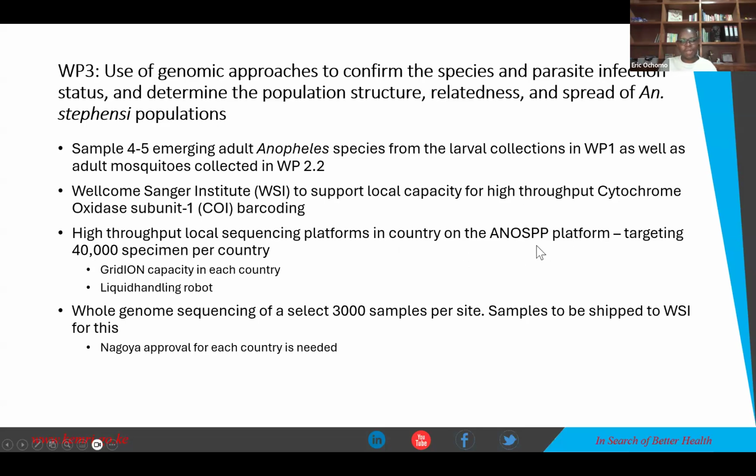We had proposed the Illumina platform, but they have a platform that's more specific to our needs, which will target about 40,000 specimens per country. The idea there would be that we'd have Oxford Nanopore sequencing capacity per site for amplicon sequencing, and run this on liquid handling robots just because of how many samples we hope to process. And then a section of the samples, 750 per country, would be shipped out to Wellcome Sanger Institute for whole genome sequencing.